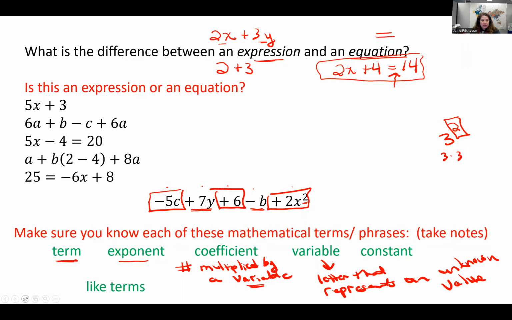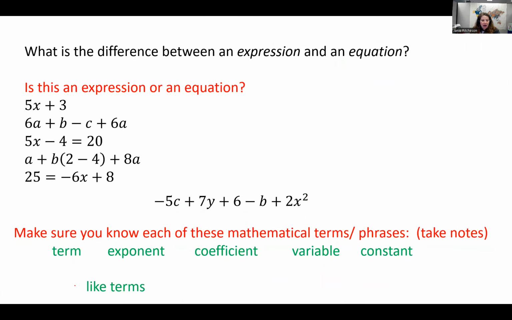So for example, let's look at each of our terms up here. Our first coefficient is negative 5. Negative 5 is being multiplied by the variable c. The second term, our coefficient is 7 because 7 is being multiplied by the variable y. 6 is not a coefficient because it's not multiplied by a variable.